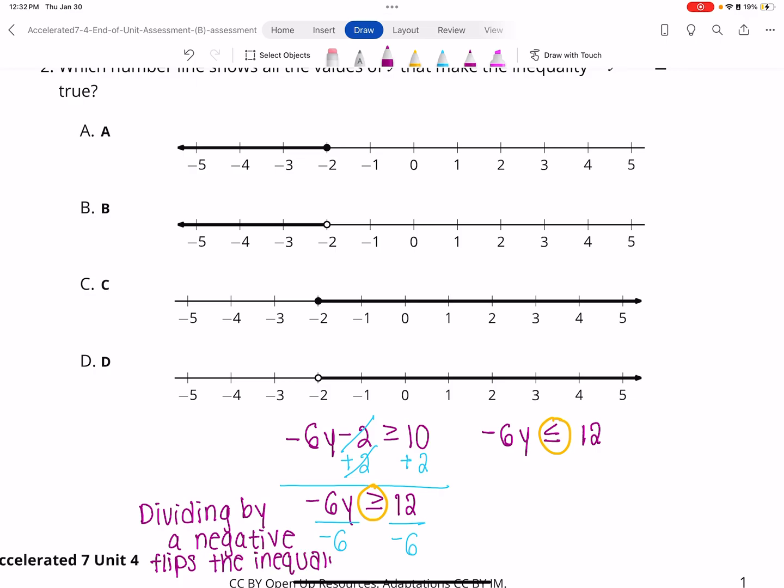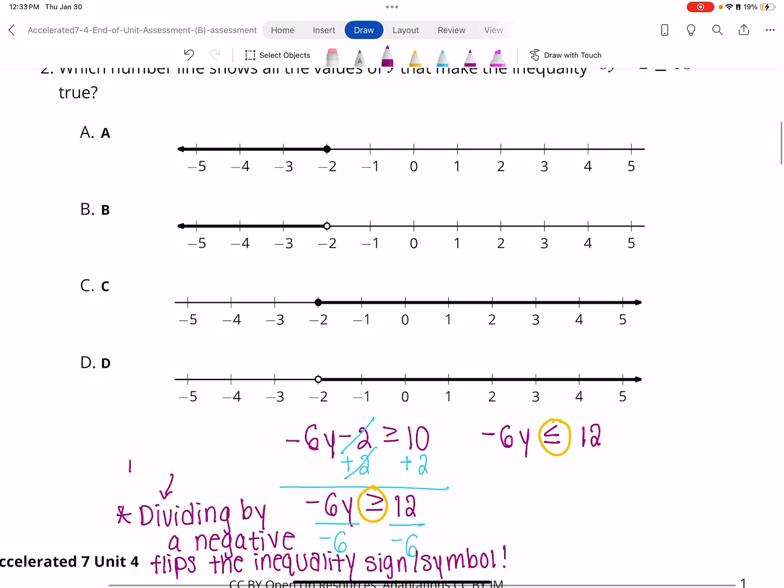In your notes, you can write a reminder for yourself that dividing by a negative flips the inequality symbol or sign. And I'm going to add a note here also that when you are multiplying by a negative, that also applies.